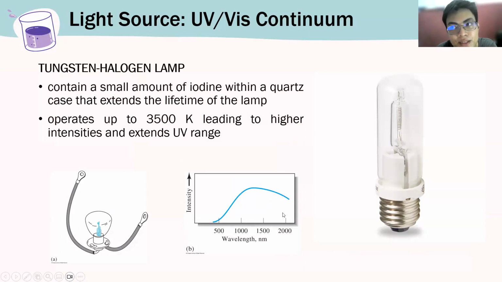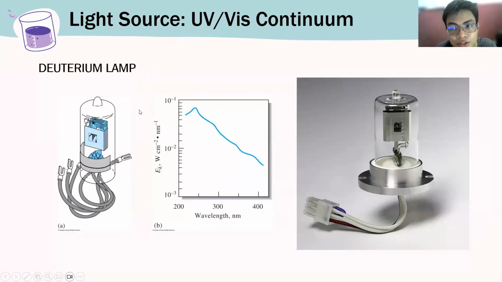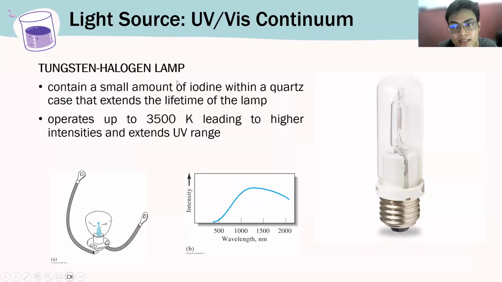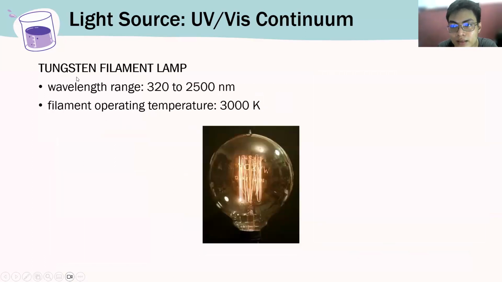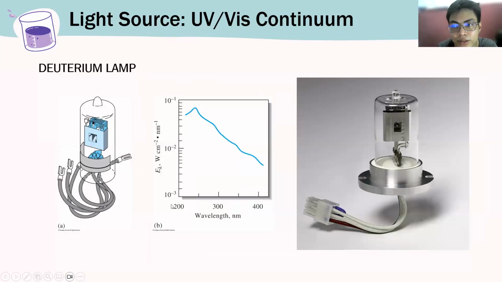So in UV-vis, what is used? It's a combination of the deuterium lamp and the tungsten halogen lamp. Why? Because the tungsten lamp only goes down to 320 nanometers, but with the deuterium lamp, it can go down to 200 nanometers. So you can extend the range that your instrument can detect.